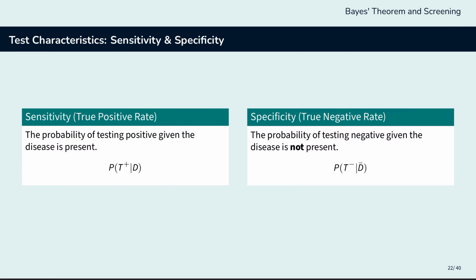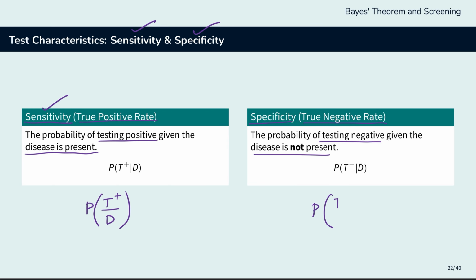So the test characteristics are generally determined by two particular quantities, sensitivity and specificity. Sensitivity is also called the true positive rate. It is the probability of testing positive given that the disease is present. Again, remember, sensitivity is nothing but a conditional probability, which basically states that the test is positive provided that the person already has the disease. Specificity is also called the true negative rate. This is the probability of testing negative given the disease is not present, or disease is absent. So we generally write it as the probability of T minus given D bar, representing the fact that there is no disease.